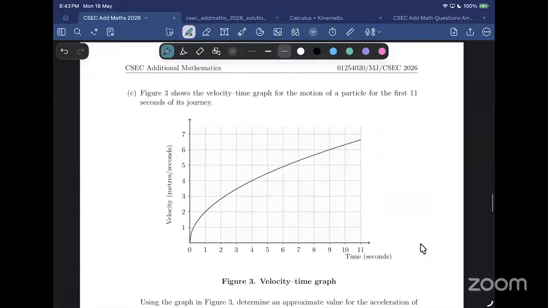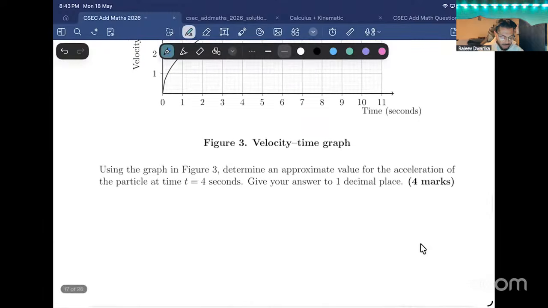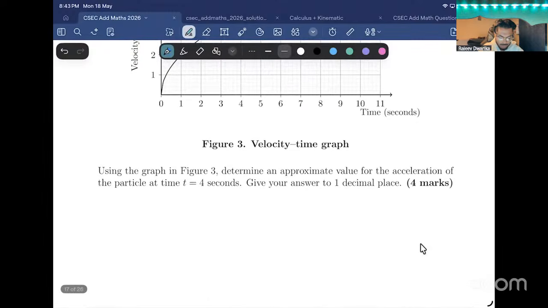All right. This was a nice question. Figure 3 shows the velocity-time graph for the motion of a particle for the first 11 seconds of its journey. Using the graph in figure 3, determine an approximate value for the acceleration of the particle at time t equal to 4 seconds. Give your answer correct to 1 decimal place.